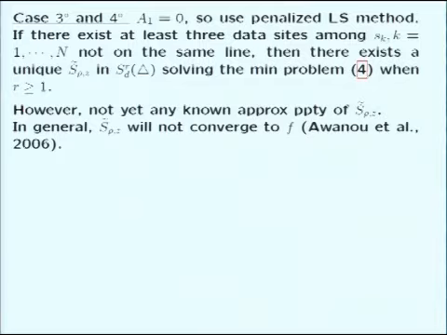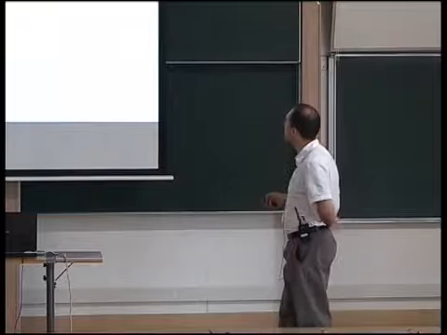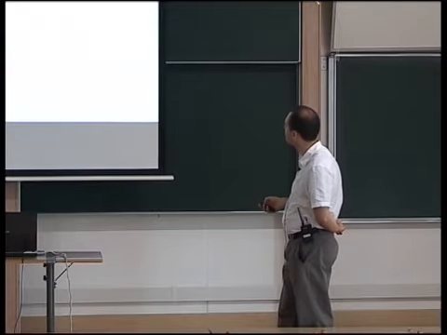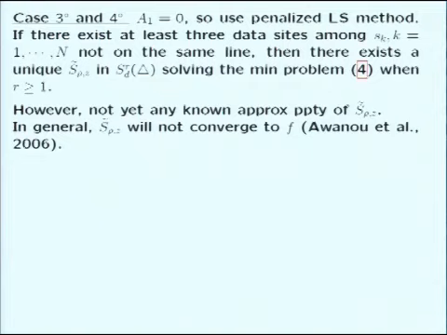Now the cases 3 and 4. Again, if you're in a situation where you have more locations than vertices, but not many more, it's more like a discussion here, but not very precise. Or in case 4, if you have fewer locations than the number of vertices, you could use the penalized least squares method, but there are some problems here. There are not yet known approximation properties for these splines, these approximations. And there's even a counterexample in some particular cases where it does not converge to F.